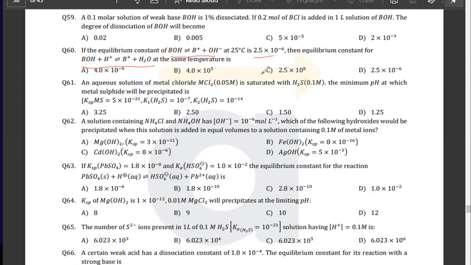If you think about it, K1 is equal to concentration of B plus into concentration of OH minus divided by concentration of BOH. K2 is equal to concentration of B plus into concentration of H2O by concentration of H plus into concentration of BOH. Now, what is the relationship between these two?